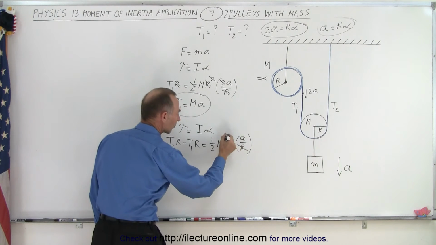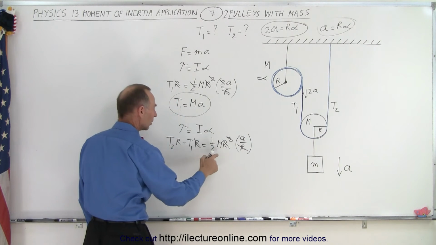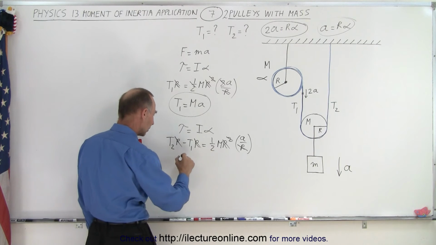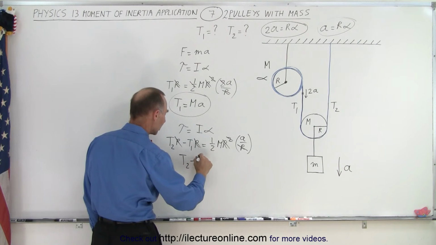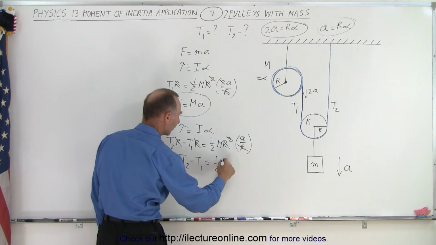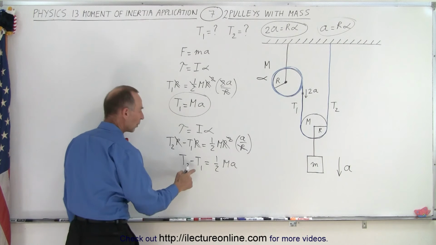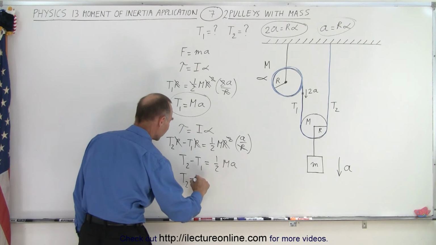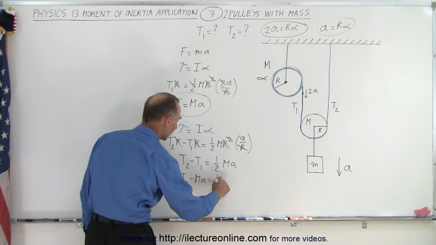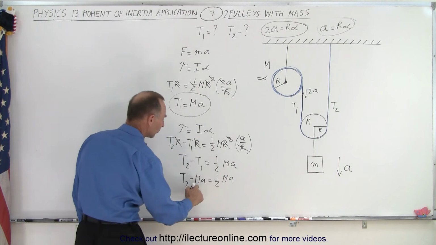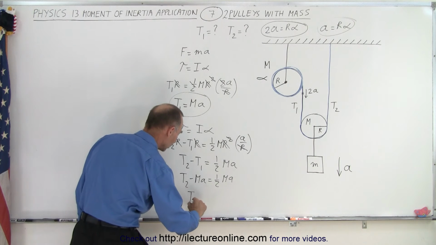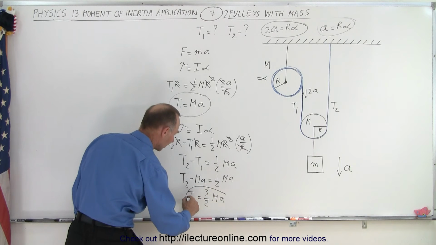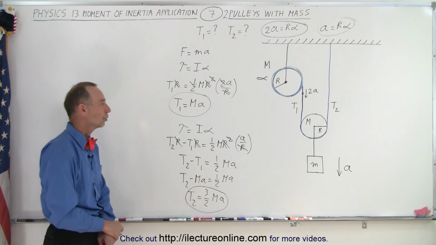And then this R will cancel out this R, and this R will cancel out that R. These two R's, both of them, cancel, and the 1/2 doesn't cancel out, so we end up with T2 minus T1 equal to 1/2 M times A. But we know what T1 is. T1 is equal to MA, so we have T2 minus MA equal to 1/2 MA. So when we move this to the other side, we get T2 equals 3/2 MA. So now we also have an expression for T2.